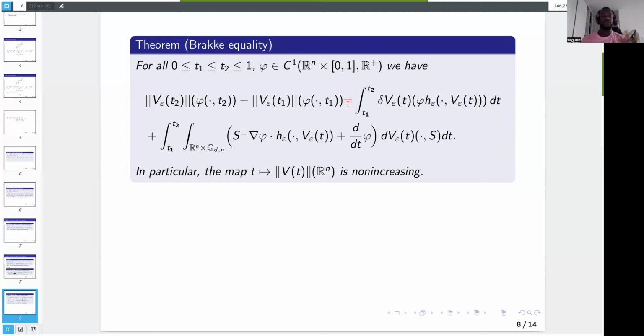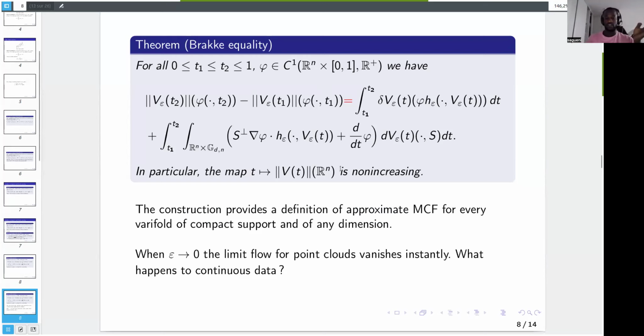We forgot about rectifiability because you start with any varifold, and we have the boundedness of the mass. And in particular, from this equality, you know that the mass is decreasing by just replacing phi by the constant function. Anyway, so we have a solution to the question asked above: how to define an approximate mean curvature flow for anything. Just discretize the mean curvature. It's just discretizing the formal Cauchy problem.